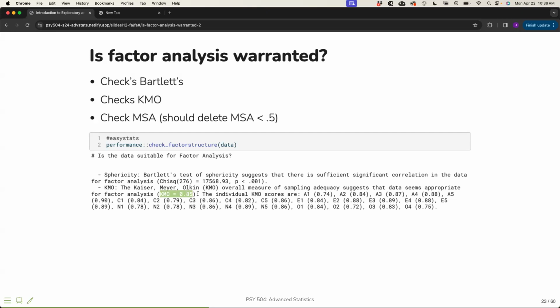If our KMO was less than 0.6 or 0.7, what we could do is look at the individual KMO scores or the sampling adequacy of each item, because that's also calculated. And generally speaking, what we'd want to do is delete items that have an MSA of less than 0.5. And then we can rerun this and see if that improves our KMO value. And then we could proceed on with our factor analysis. But everything looks good here, so we can proceed on with our factor analysis.